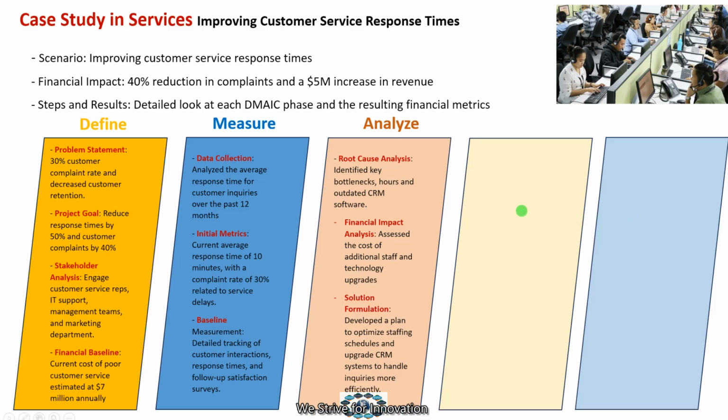And now we move to the improve phase. In the improve phase, the first thing you start with is implementation of a solution. You will upgrade your CRM software to a more efficient AI-powered system. You will implement a new staffing model based on peak inquiry times. You will introduce ongoing training programs for customer service staff on handling inquiries efficiently.